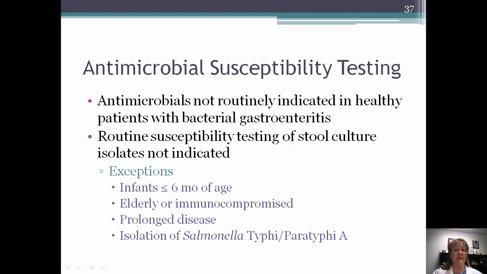Now, remember with Salmonella, even though we're not recommending routine susceptibility testing of isolates from stool cultures, any extraintestinal isolates of Salmonella should receive susceptibility testing.